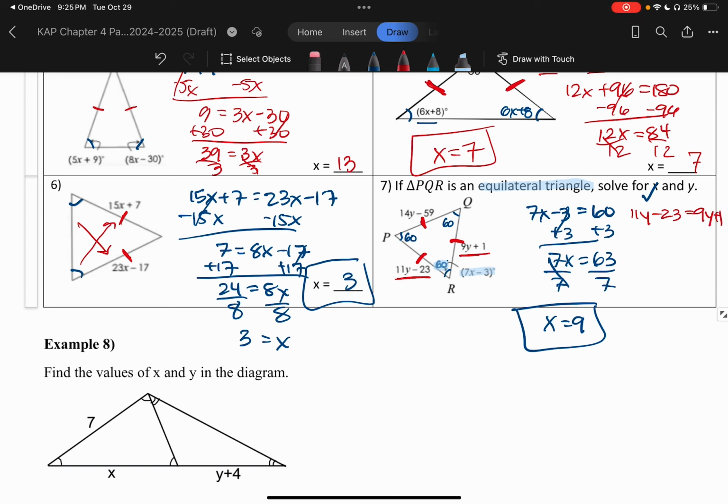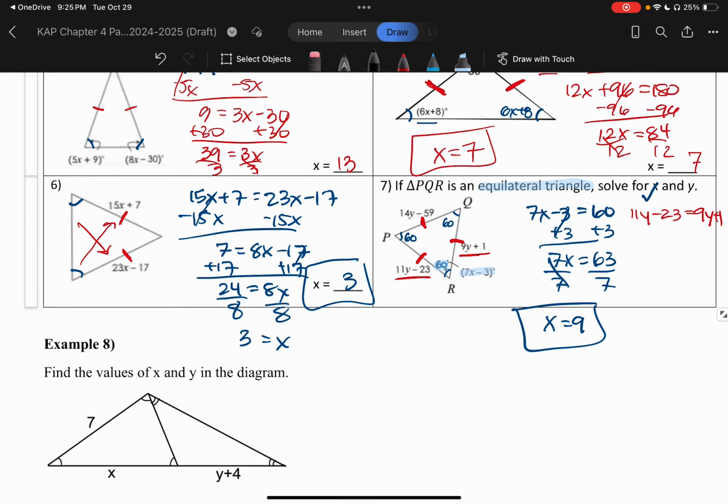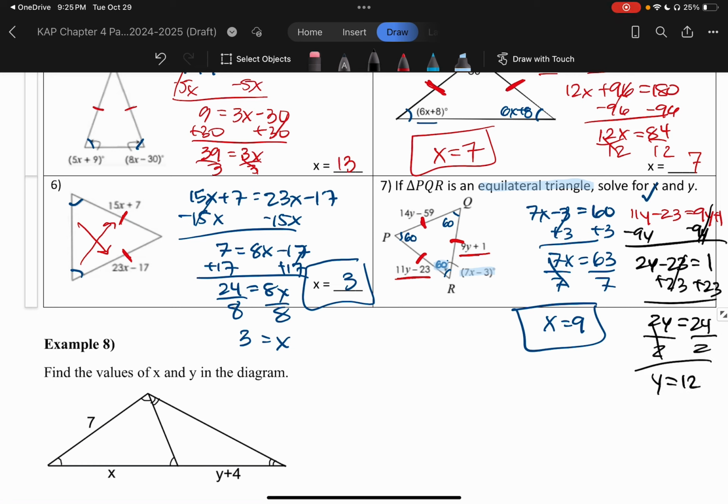From here, if I solve, we're subtracting 9y on both sides. This would give me 2y minus 23 is equal to positive 1. Add 23 on both sides. We get 2y is equal to 24. If I divide both sides by 2, that means y is equal to 12. And that checks off everything that they asked for. We solved for x, we solved for y.